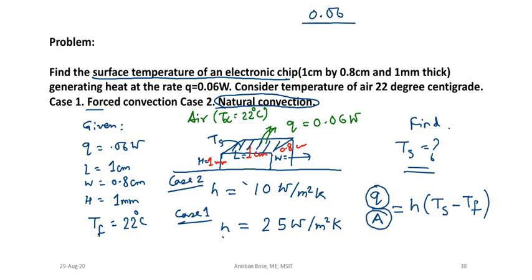If you put those values, Q will be 0.06 watt. Area is L into W, that means 1 centimeter into 0.8 centimeter, so this will be in centimeter square. To convert it into meter square, you have to multiply it by 10 to the power minus 4. Always we have to convert into SI unit, and that will be equal to H, which is in SI unit. For case 2, first solve the problem, and then you put the value of Ts, which is unknown, but the T fluid you know is 22.